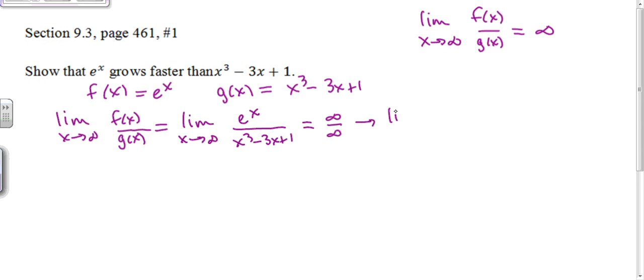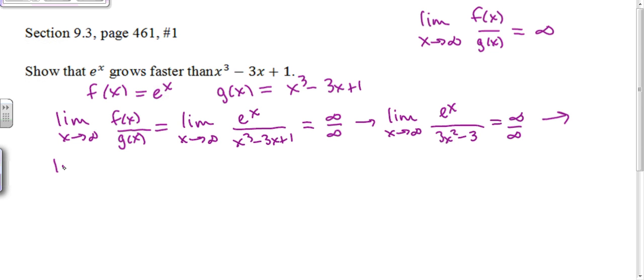So when we do L'Hopital's rule, I'm still taking the limit as x goes to infinity, and then I take the derivative of the numerator, which is going to be e to the x, and I take the derivative of the denominator separately, which is going to give me 3x squared minus 3. And again, I'm going to substitute in, and that's going to give me infinity over infinity. Still have an indeterminate form, need to apply L'Hopital's rule again.